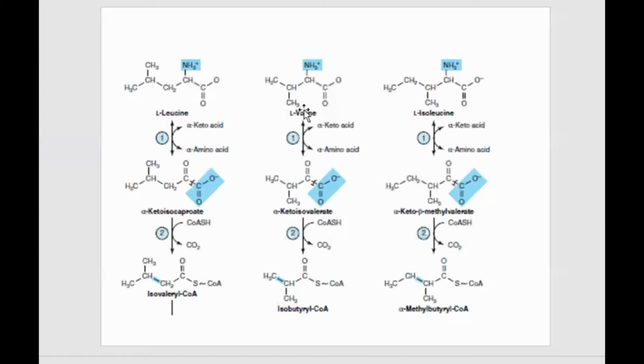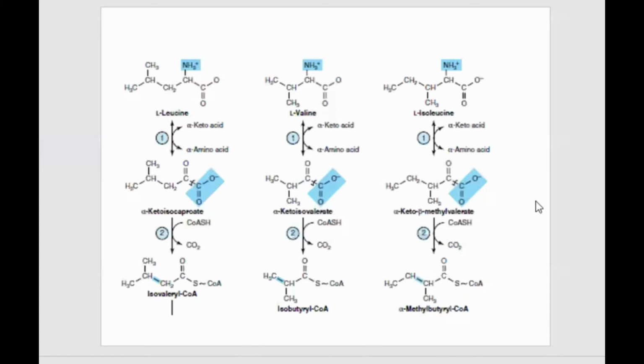Similarly, valine is alpha amino isovaleric acid, which produces alpha keto isovaleric acid. Isoleucine is alpha amino beta methyl valeric acid that produces alpha keto beta methyl valerate. So these are all the keto acids, you can see these keto acids.